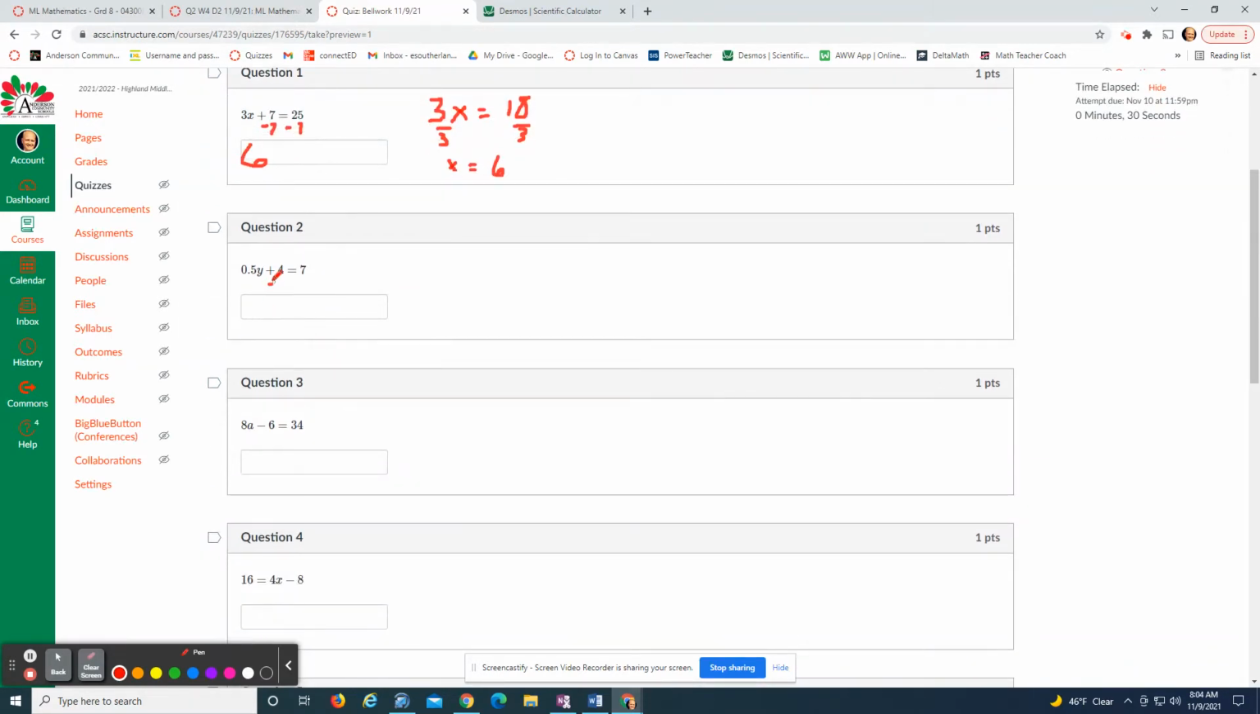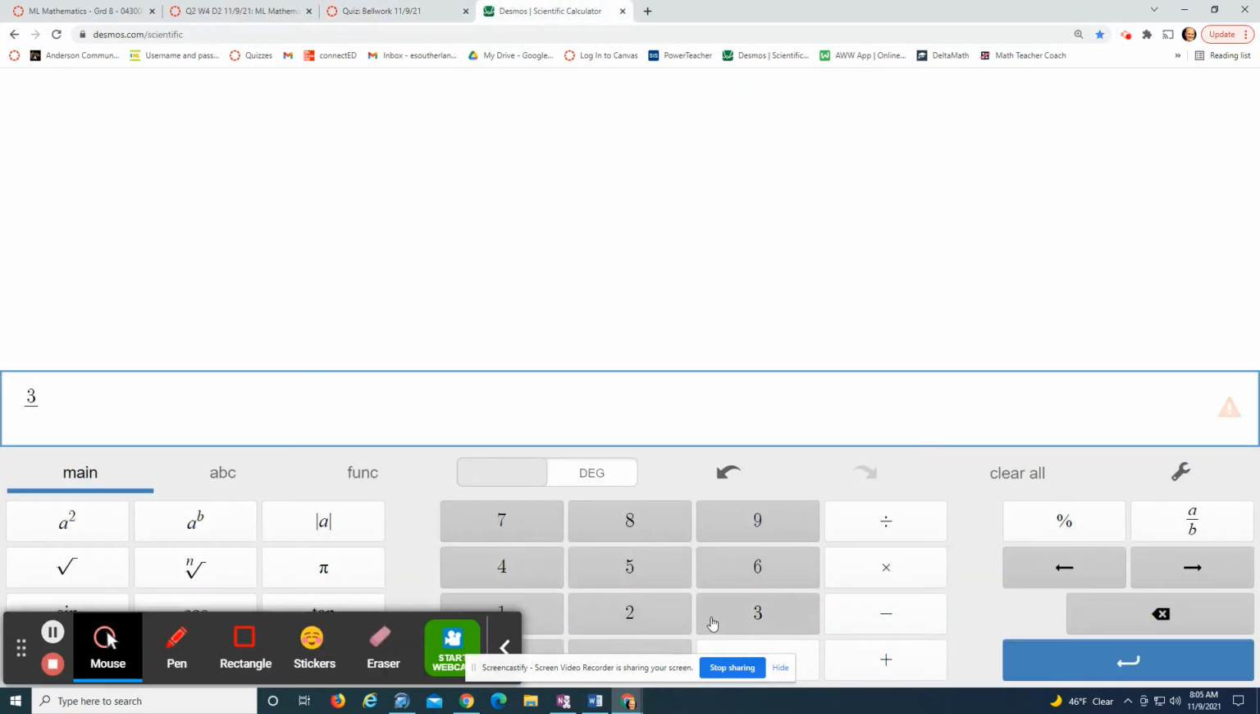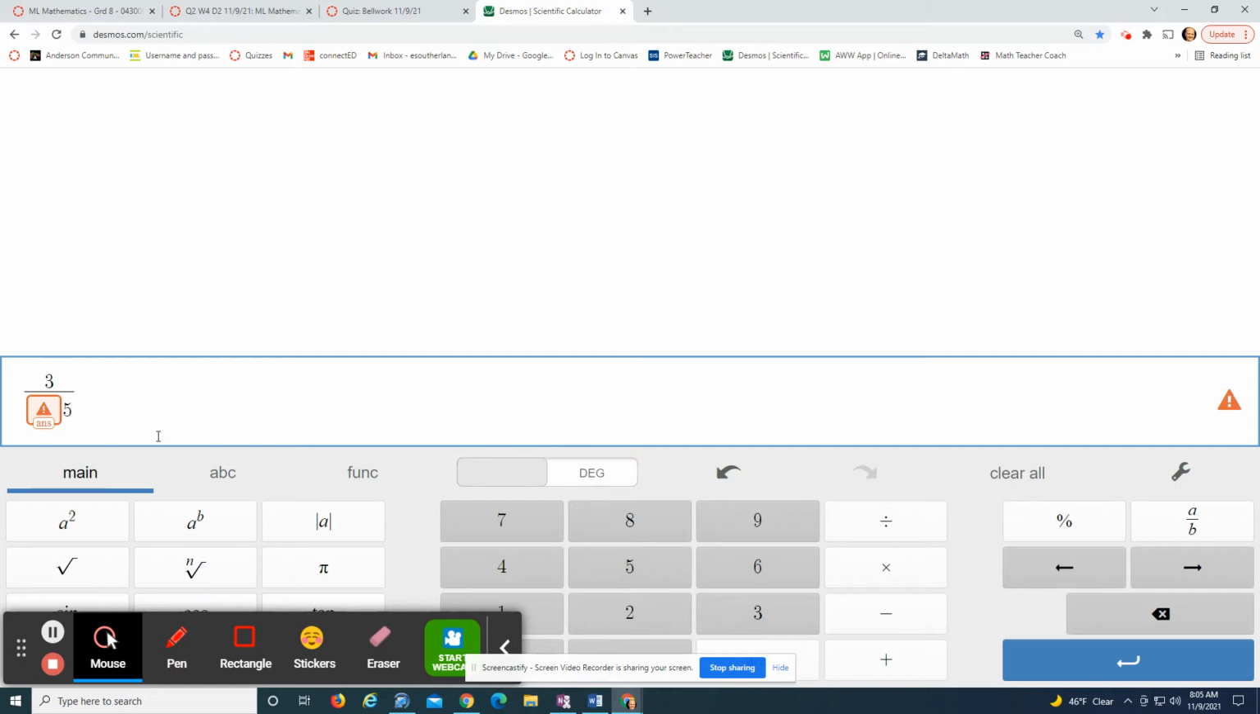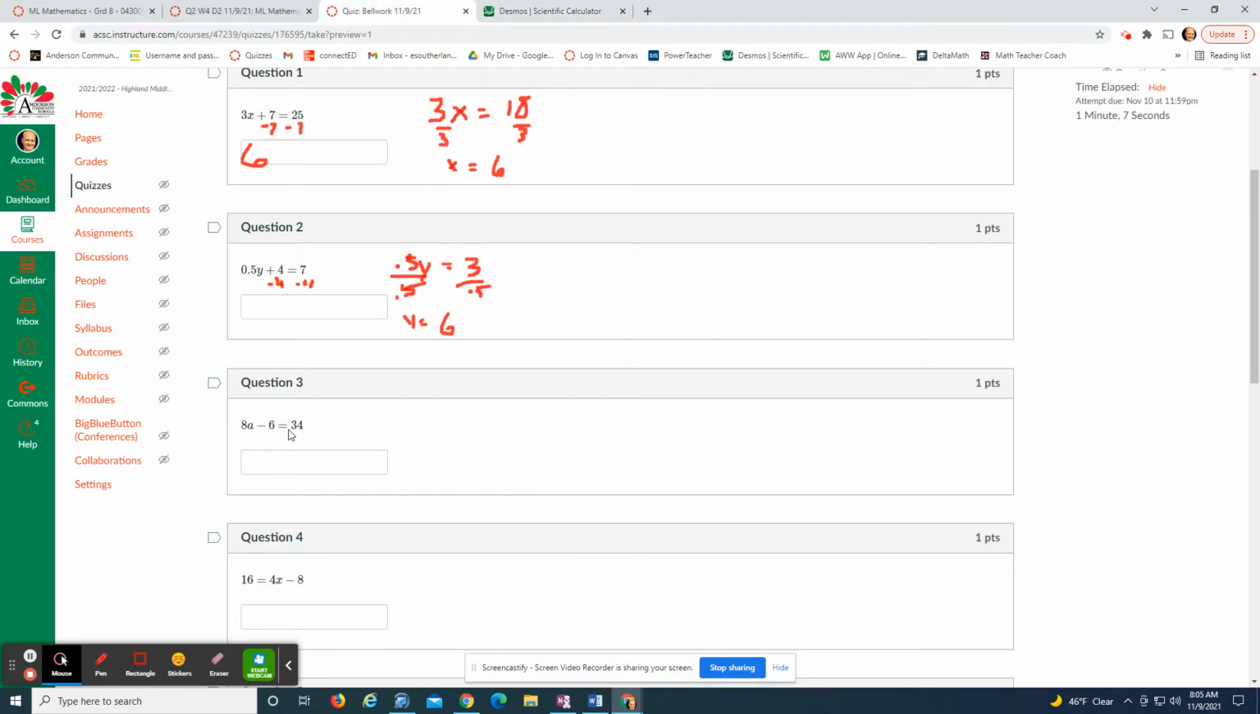The next one, the first thing I do is minus 4 on both sides. I get 0.5y is equal to 3. Then I divide by 0.5. Some of us aren't very good at dividing by decimals. This is 6, but just in case, you could always click on 3 divided by 0.5, and you'll see that equals 6. So the same thing for this one is you're gonna enter in 6 for this.